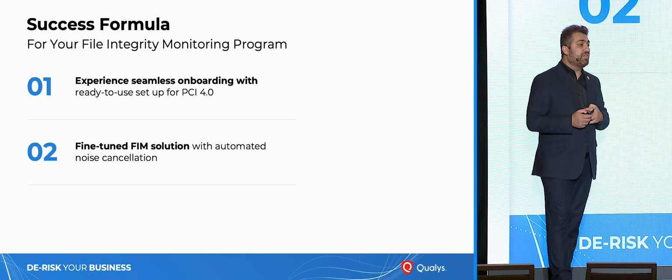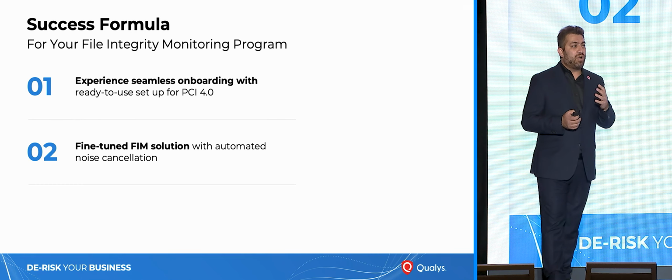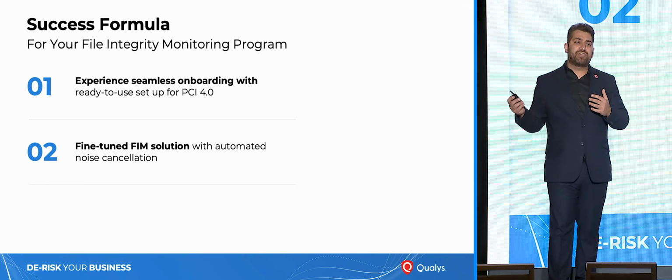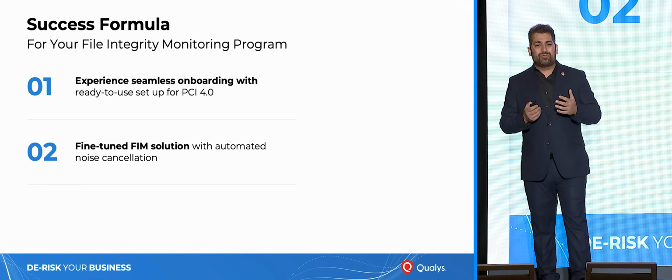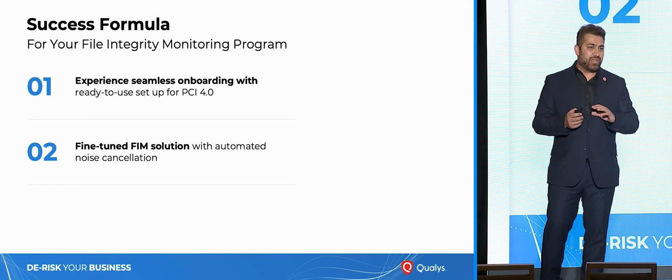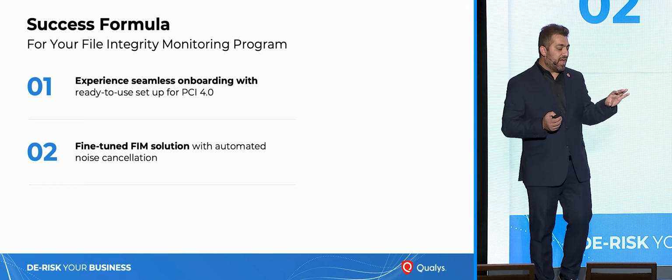The next is very important: a fine-tuned FIM solution. The major problem with FIM solutions is noise. It causes too many false positives, and with those false positives, sometimes we just ignore the events or stop the alerting, both a recipe for disaster. We don't want that, right?